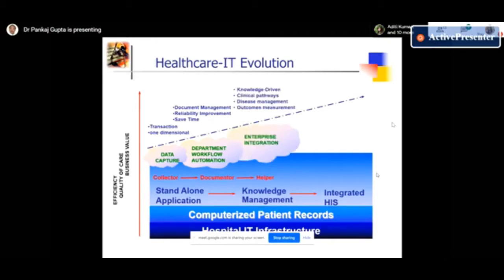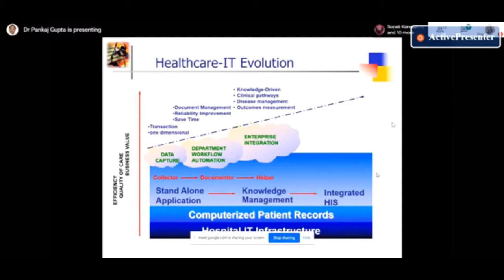Enterprise integration is all these systems which are at the entire enterprise level. So the entire organization has the same system, or a system that is integrated with each other, or a group of systems that are integrated with each other. And the data can flow across departments, across systems, across people seamlessly. So this is a knowledge-driven system. The clinical pathways are established. There's a disease management protocol that is established. Outcome measurements are there. So this becomes like a helper system.